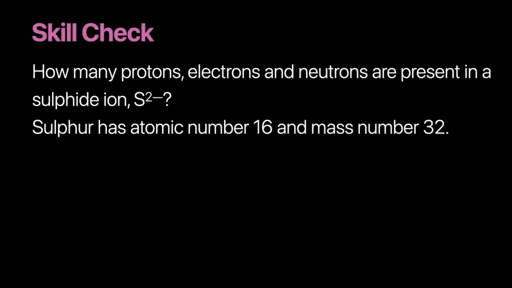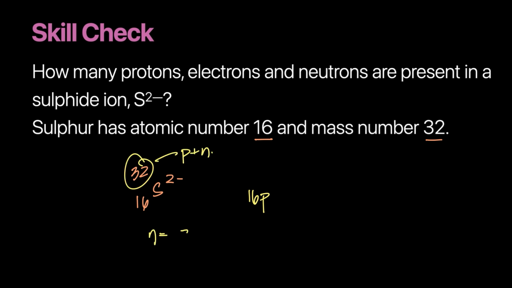So let's look at a couple of skill checks and see if we can solve them. This is about atoms and symbols and ions. How many protons, electrons and neutrons are present in a sulfide anion, S2-, where atomic number is 16 and mass number is 32? So S, which is 16 and 32, has the charge of 2- as a sulfide ion. What that means is it has 16 protons. And how do I find its number of neutrons? Well, mass number is neutrons plus protons, and we know protons are already 16. So the number of neutrons is the mass number minus the atomic number. In this case, 32 minus 16, you also get 16. So there are 16 neutrons.